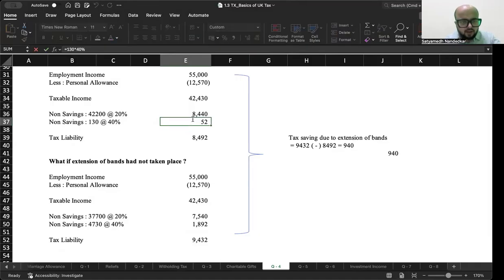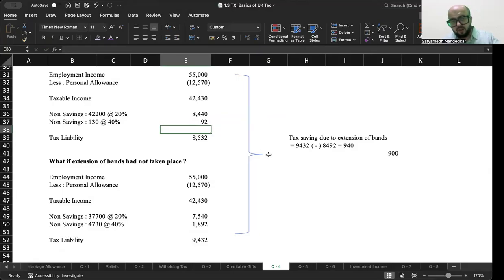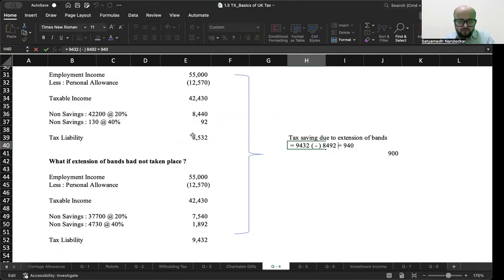Is this done correctly? Let me just check whether I have done the calculations correctly or not. Sorry, it's not. This is 8532. There was some calculation mistake. So 8532 and 9432. What is the difference? The difference is 900.